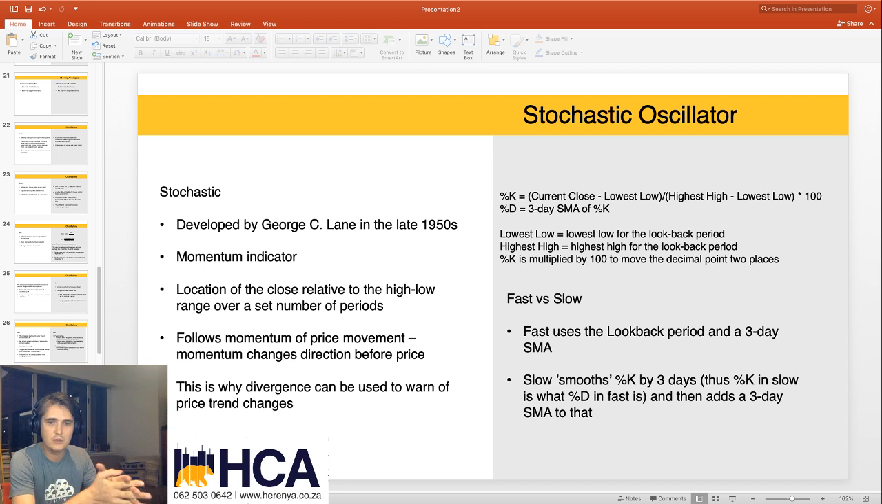So what we're doing with the stochastic is basically we're measuring momentum, right? I don't know how much of this was lost to lag, but we're going to try again. So basically we're measuring momentum. We're plotting a line that tracks today's closing price versus the high-low range of a preset look back period of days. And we're trying to see where today's closing price is relative to that, okay?